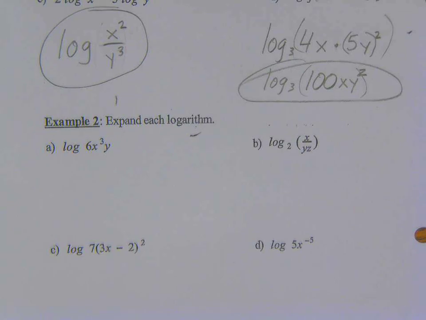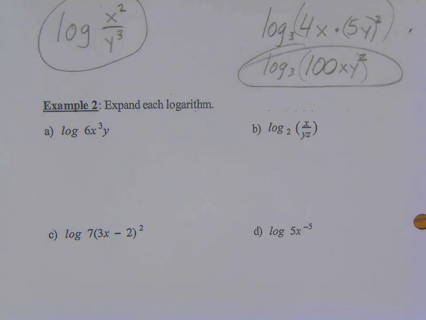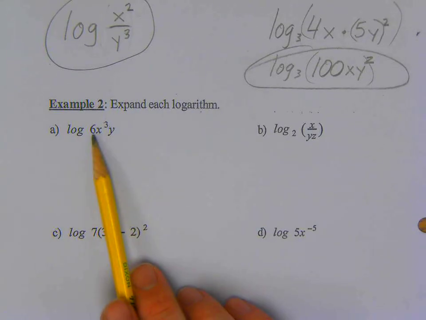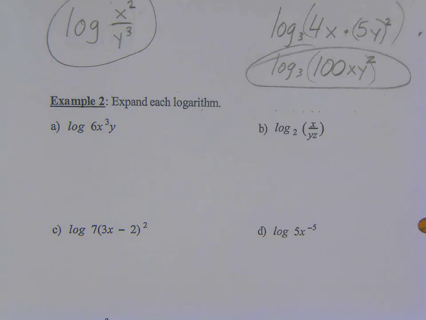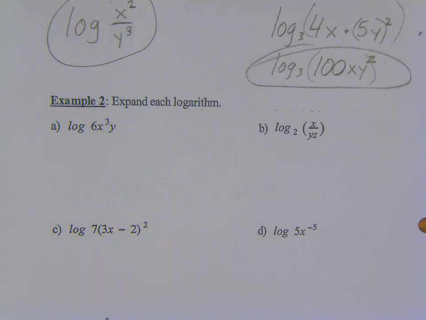Okay. So now we're going to go backwards. If it says expand each logarithm, it's already written as a single log, and basically your task is to make this look as long as possible. All right, so separate it out as much as you can. So always the question here is, how many things are being multiplied here? 3, right? 6 and x cubed and y. So our answer should have 3 different logs and they're all going to be added together, right, since it's all multiplied.